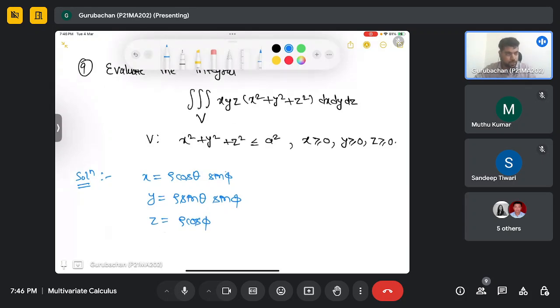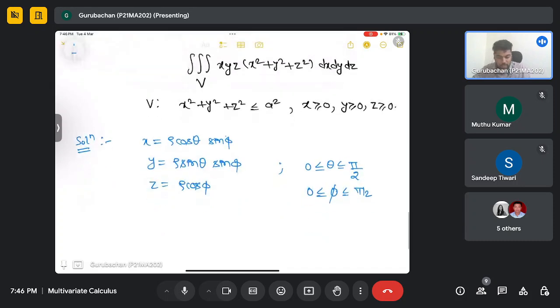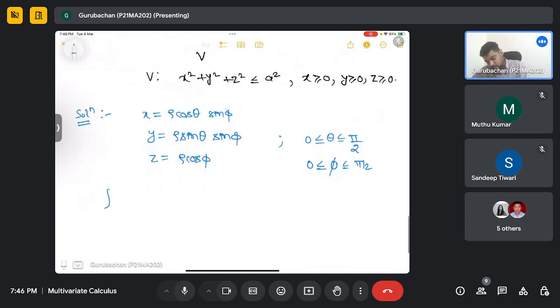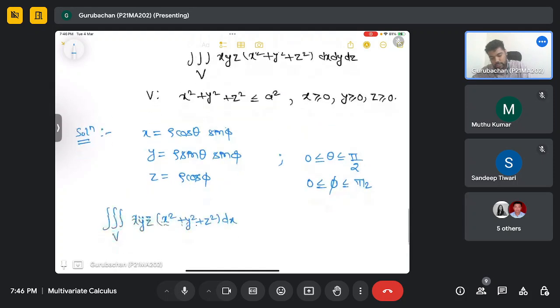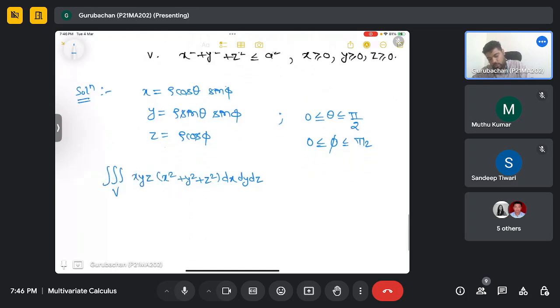Now we are given that it is in the first octant. So for the first octant, theta can vary from 0 to 2 pi, but since we are in the first octant, it will go from 0 to pi by 2, and phi will also go from 0 to pi by 2. And we know that x square plus y square plus z square is nothing but rho square. So this will make our work easy: the integral of xyz into x square plus y square plus z square dx dy dz, with phi varying from 0 to pi by 2, theta from 0 to pi by 2, and rho from 0 to a.